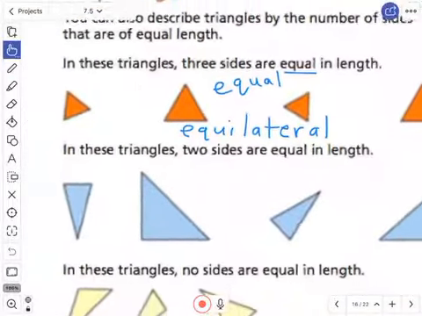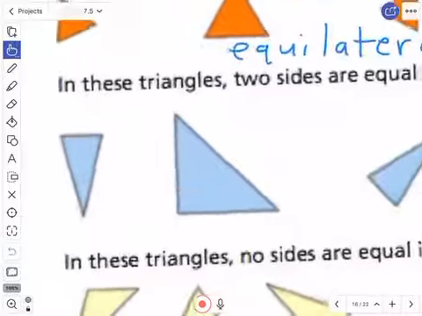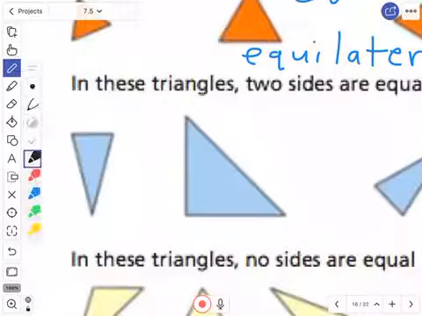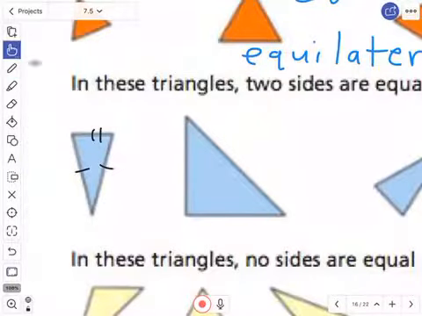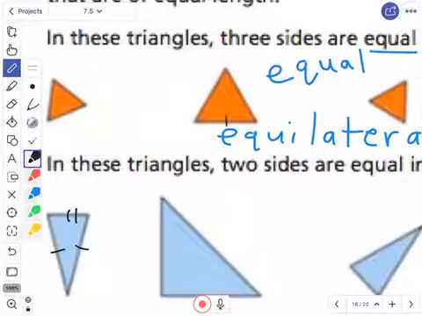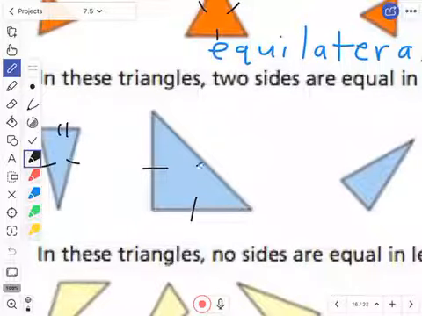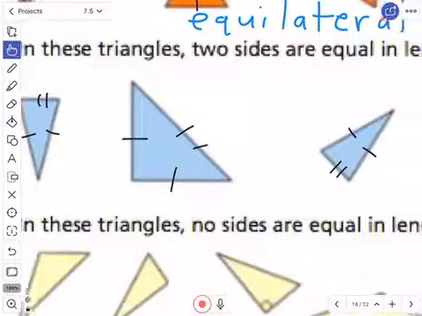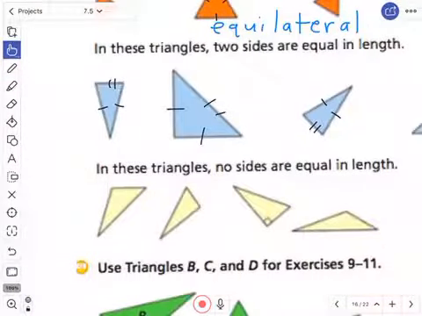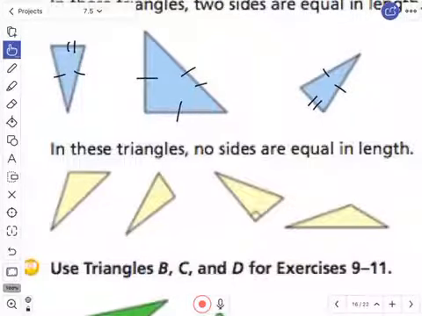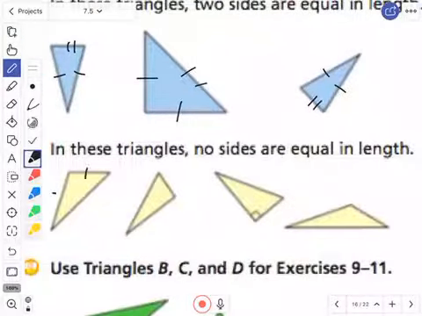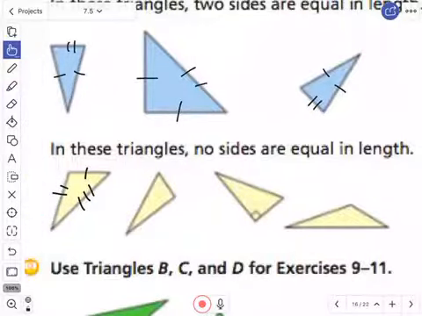In these triangles, two sides are equal in length. So remember, we were drawing those lines to kind of show, like this side is equal, that side is equal, this one is not. Or I can go up here again, and I can do it right here. Equal, equal, equal. Down here, equal, equal, not equal. And then in these triangles, right here, no sides are equal in length. So not a single one. So it would look more like this if I was drawing the lines for each of them. None of those are the same. None of those sides are equal.